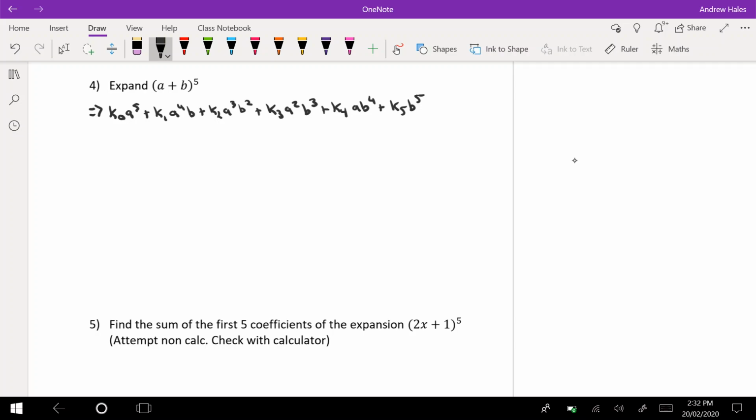K0 is always going to be equal to 1, so that's just a to the power of 5. And remember now, the rest of them we can treat as combinations. So this is 5C1, A4B, plus 5C2, A3B2, plus 5C3, A2B3, plus 5C4, AB4, plus, and then K5 will always be equal to 1 as well. Your first and your last terms are always going to be equal to 1, so you don't have to worry about those ones.